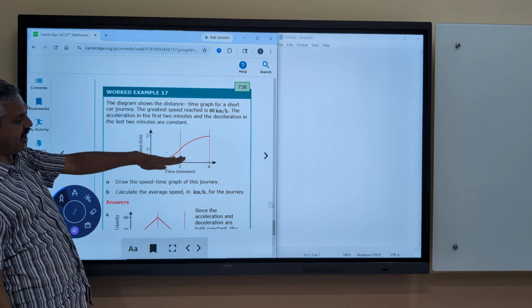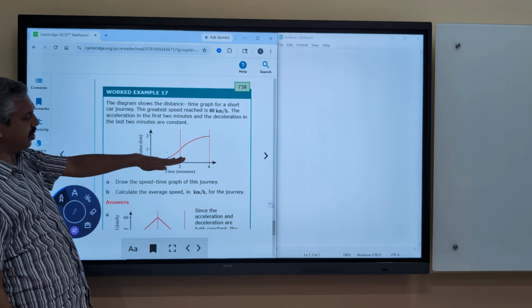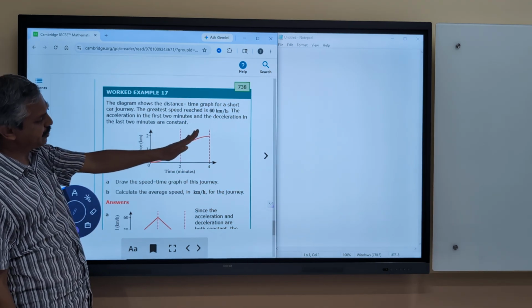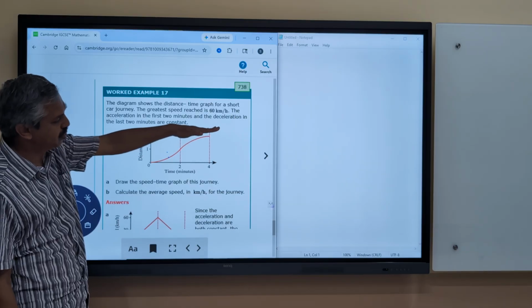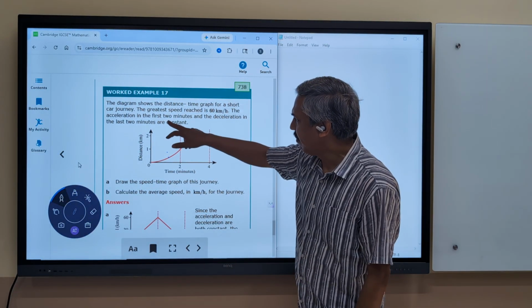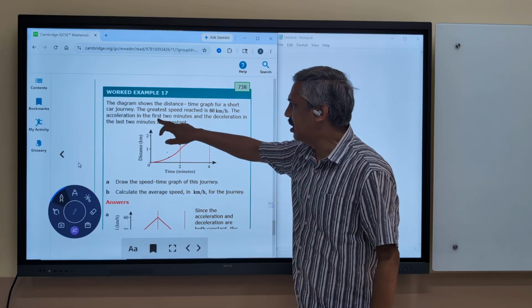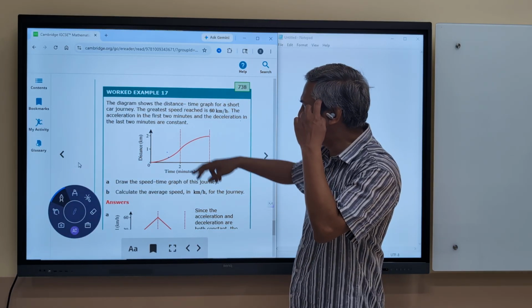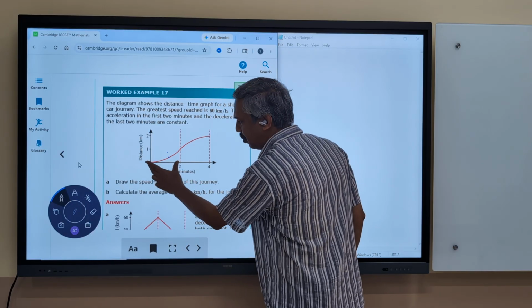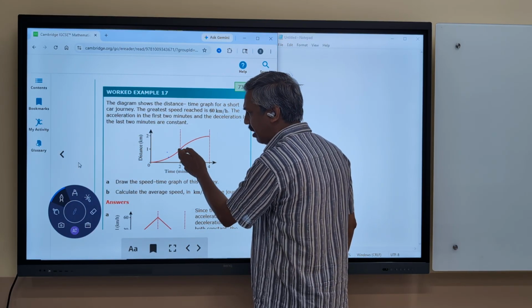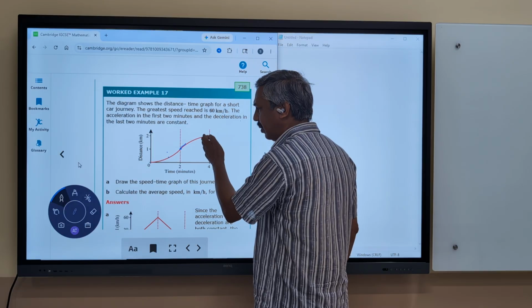Initially it is starting flat, so the speed is initially 0. Then slowly the speed increases. This is when the speed is maximum, then the speed comes slow. Here it might stop again. The acceleration in the first 2 minutes and the deceleration in the last 2 minutes are constant. So in the first 2 minutes the acceleration is taking place. Here the speed is maximum. From here the speed is slowing down.